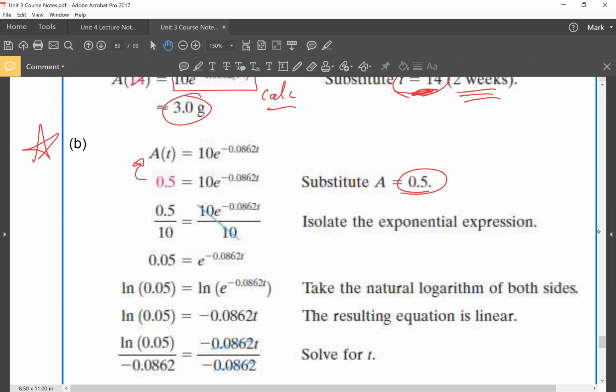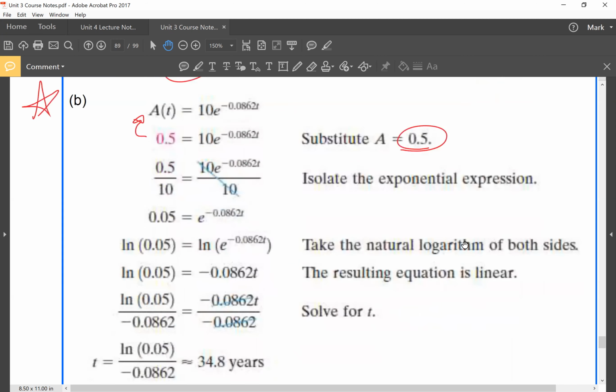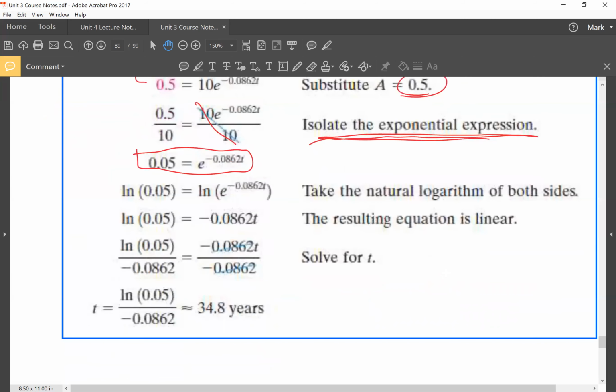Now I'm going to use my mathematical skills to solve for this. So I'm going to isolate the exponential expression, meaning I'm going to get rid of this 10 here. I'm going to divide both sides by 10, so I get rid of the 10s, and I'm left with this. Now, what I'm going to do to solve this one is take the natural logarithm of both sides. We did this on Thursday, so I'll have that uploaded for you today.